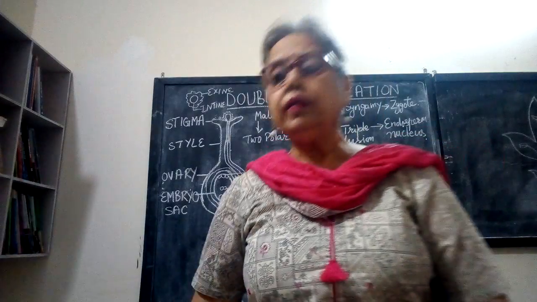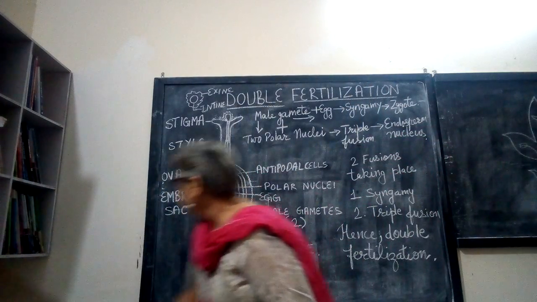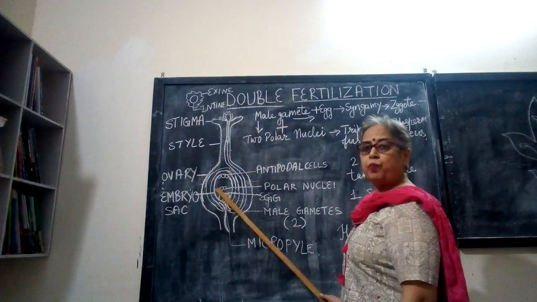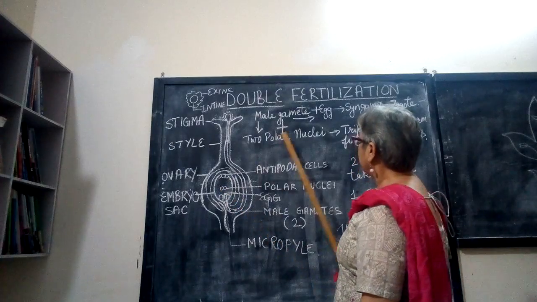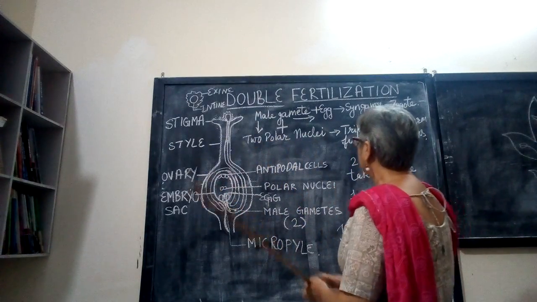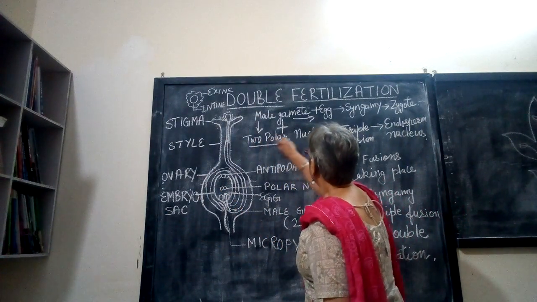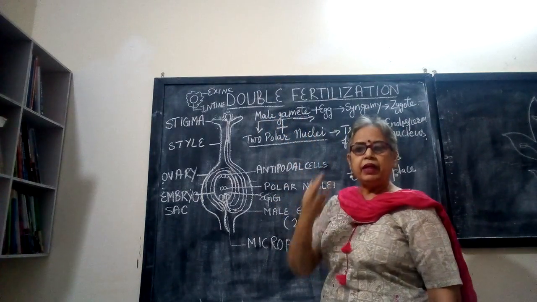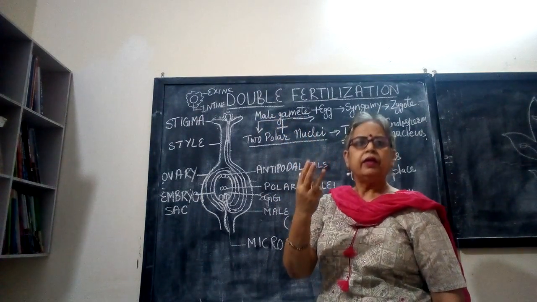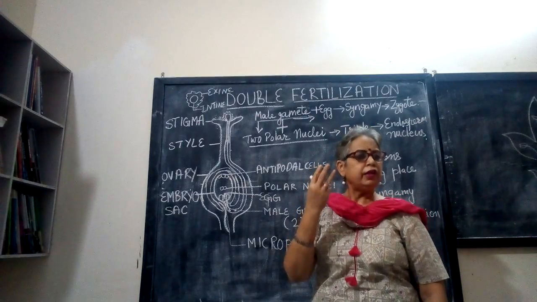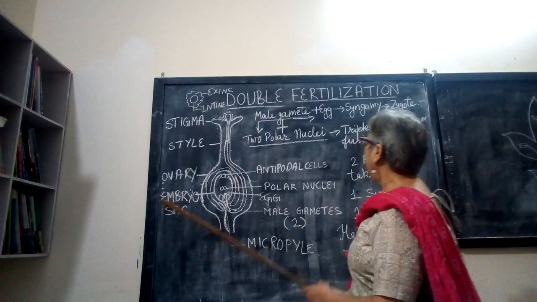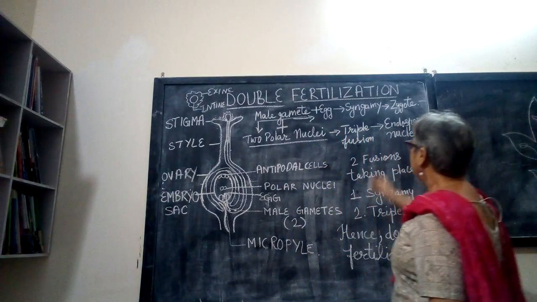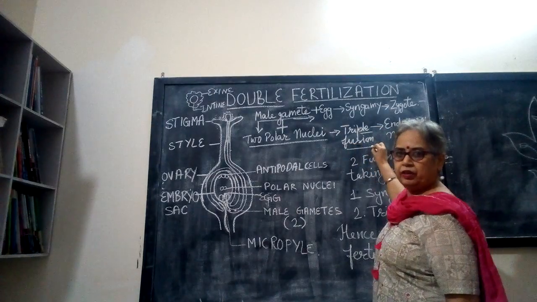Now the other male gamete combines with these 2 polar nuclei. So 2 polar nuclei and 1 male gamete. It means now there are 3 nuclei. So the fusion of 3 nuclei takes place, and this is termed as triple fusion.